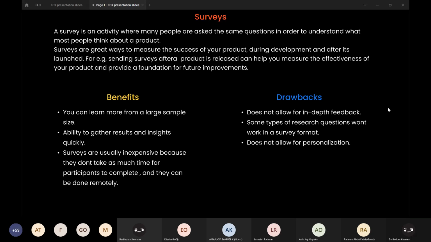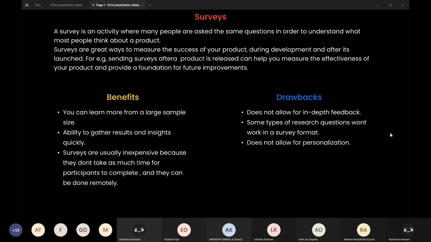So surveys are very general for a designer who is working alone. I mostly use surveys, and I got feedback from people that they use surveys a lot because it's faster. A survey is an activity where many people are asked the same questions in order to understand what most people think about a product. We have all filled a survey form one way or the other: Google Forms, Microsoft Forms, SurveyMonkey, and the likes. Surveys are great ways to measure the success of your product during development and after it's launched.